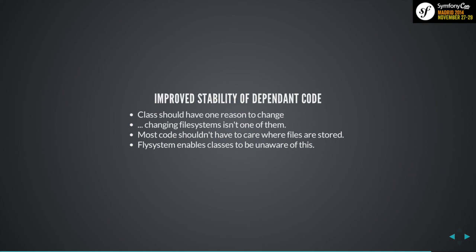So your code shouldn't care about where it's stored, it should only care about that it's stored. Whatever is at the back, you shouldn't have to care about this. So Flysystem enables classes to be unaware of this, and that's really positive.